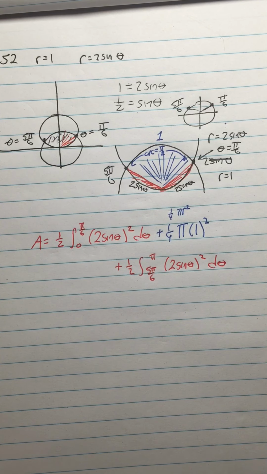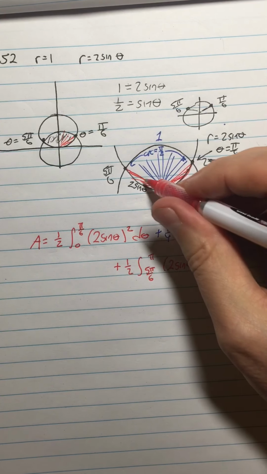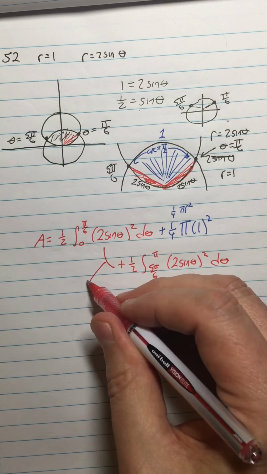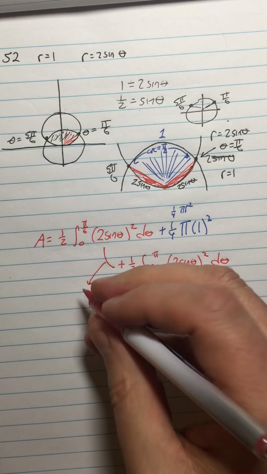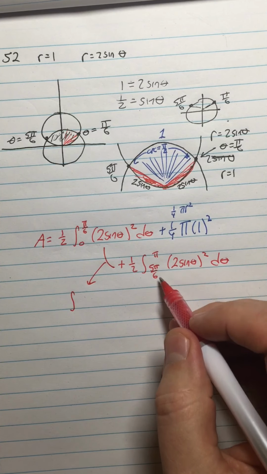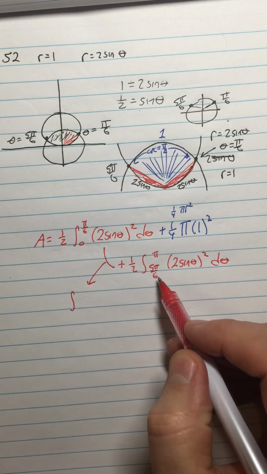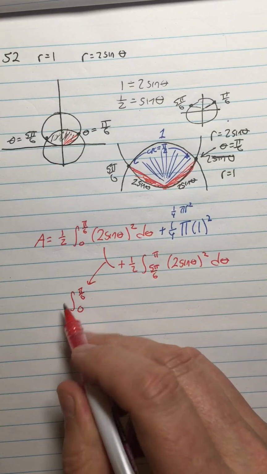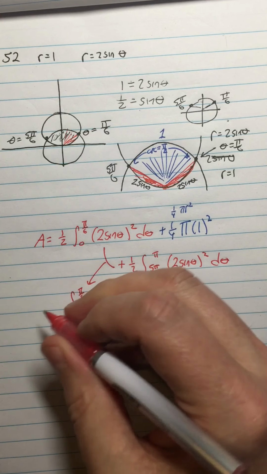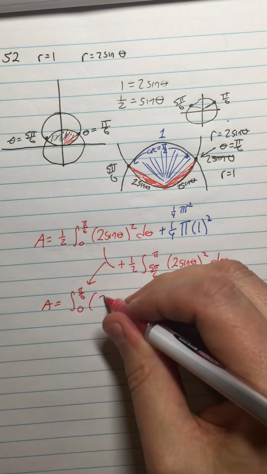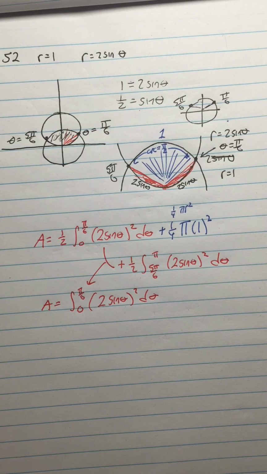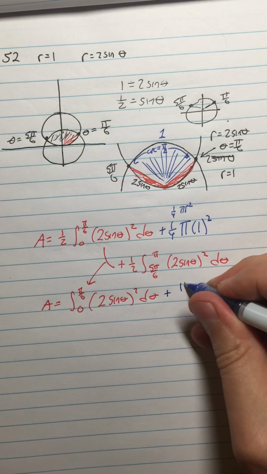Now I made a further simplification. I said, okay, but look, this part and this part are the same. So why don't I combine them together? Since each one is a half, we'll just make it 1. And I can either use 0 to pi over 6 or 5 pi over 6 to pi. Which one do you want to use? Let's use 0 to pi over 6. I'm losing the 1/2 because I'm putting 2 halves together. So the integral of 2 sine theta squared d theta, and then the blue bit is just pi over 4, so plus pi over 4.